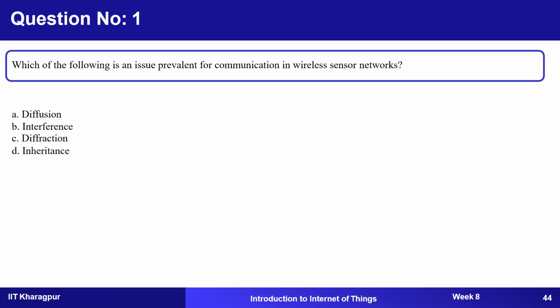Now the questions, but before starting the questions we will take a break of 2 to 3 minutes, and after that we will start the questions.